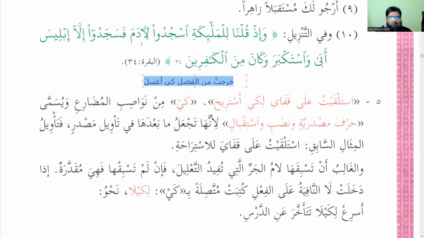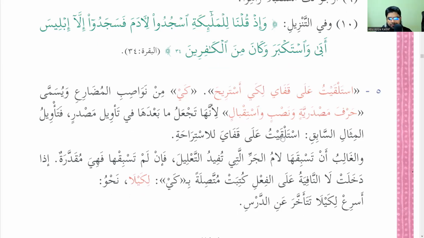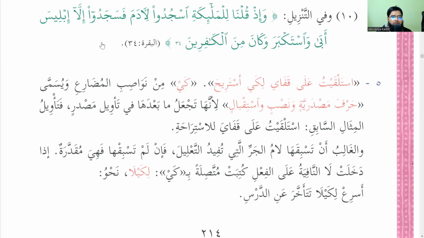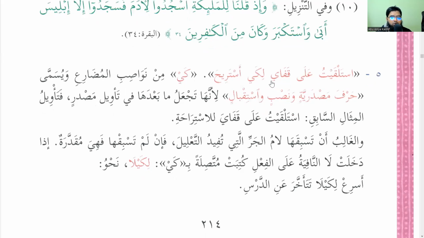Okay. So let's read what he has to say about kai. Istalqaytu ala khafaya. Istalqi, we learned last time, means to lie down. Istalqaytu ala khafaya likay astariha. So that I can rest. Khafaya means on the back of my neck, that is on my back. Kay min nawasib al-mudari'i.